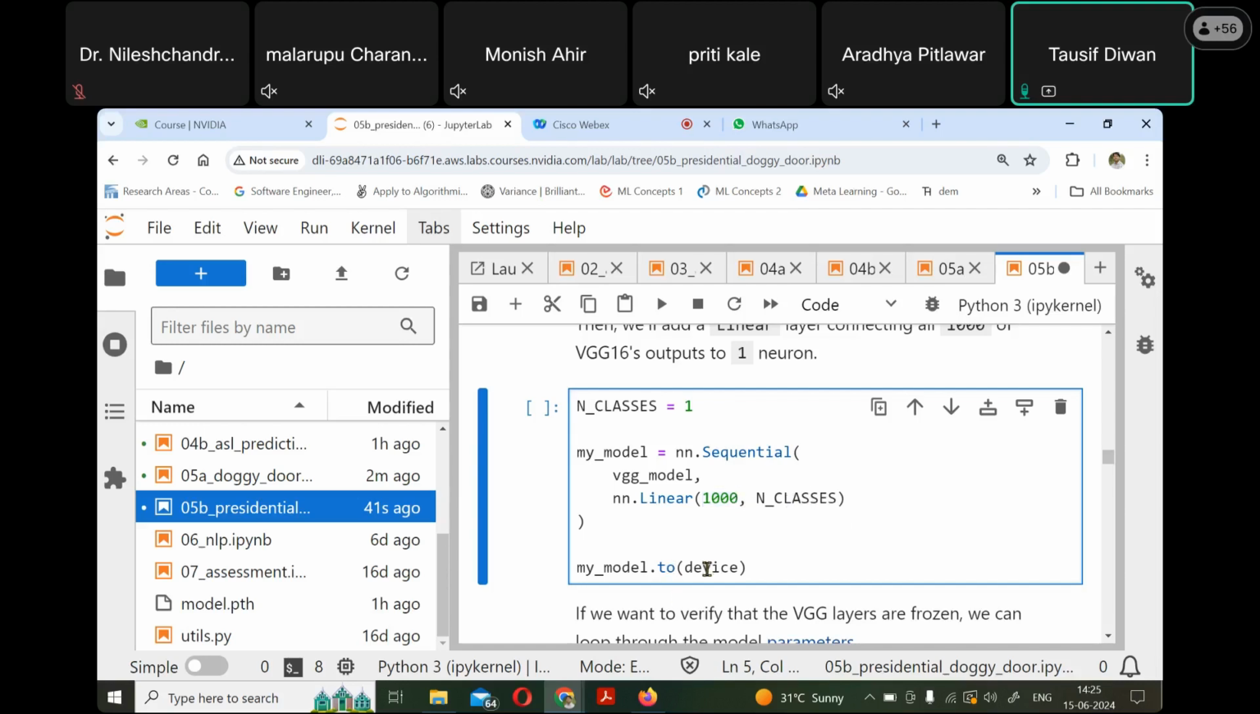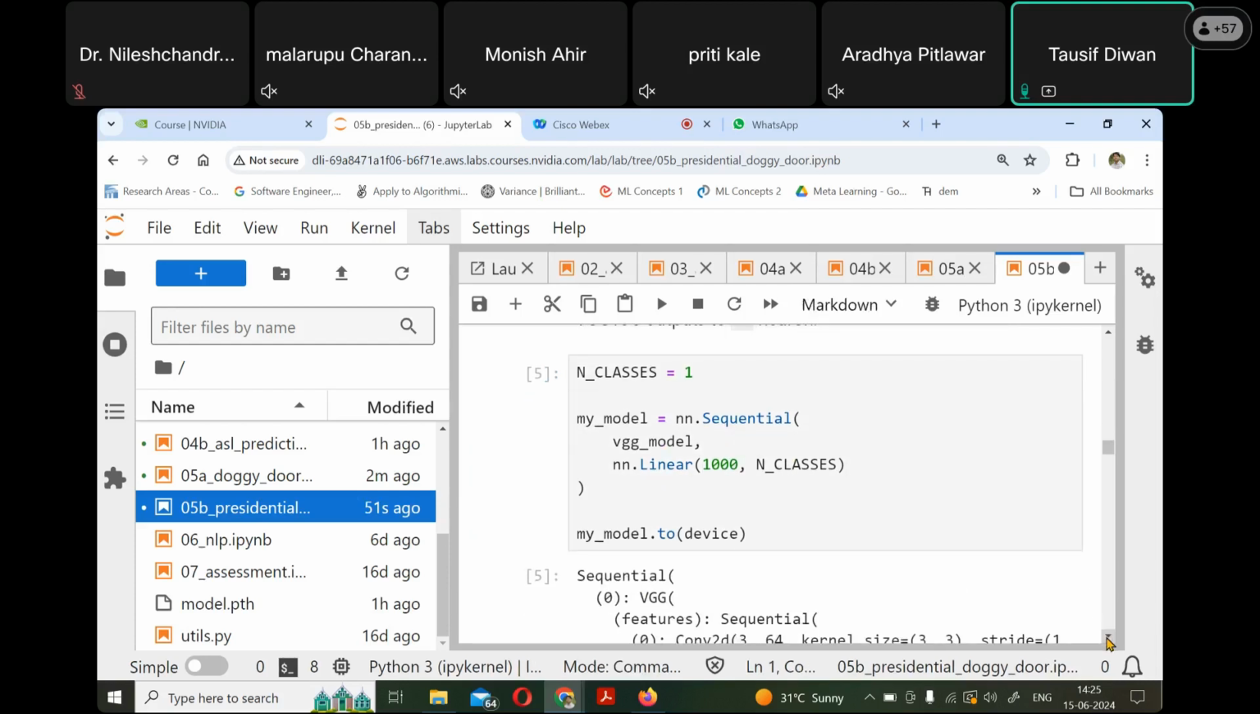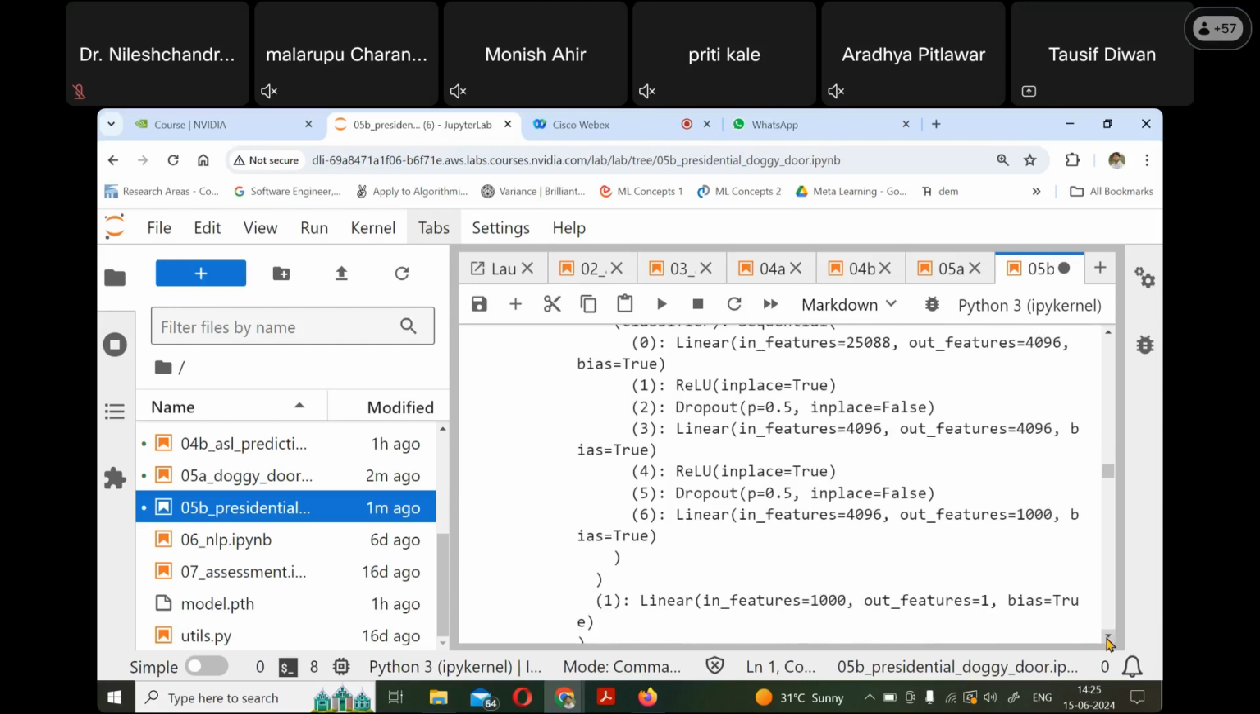And once again, we are transferring this onto the device. So the VGG 16 structure was there. On top of that, we are adding one more layer. In the last layer, only a single neuron is there. Now we will do the transfer learning.